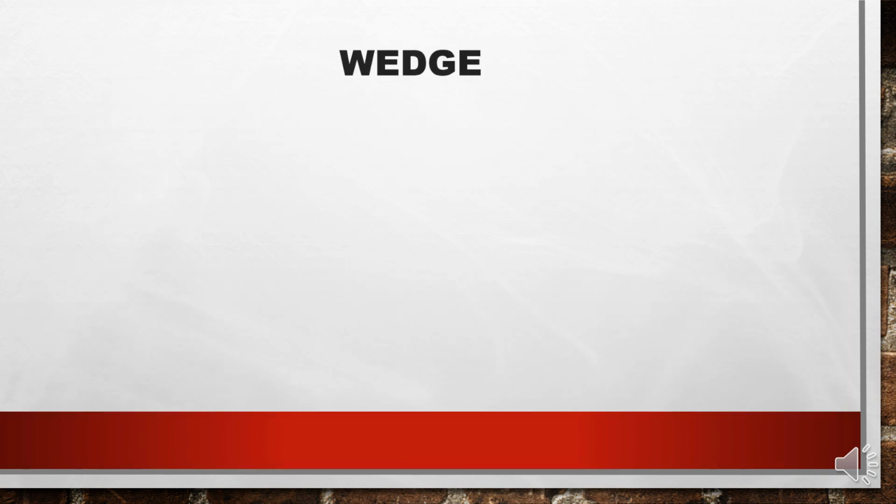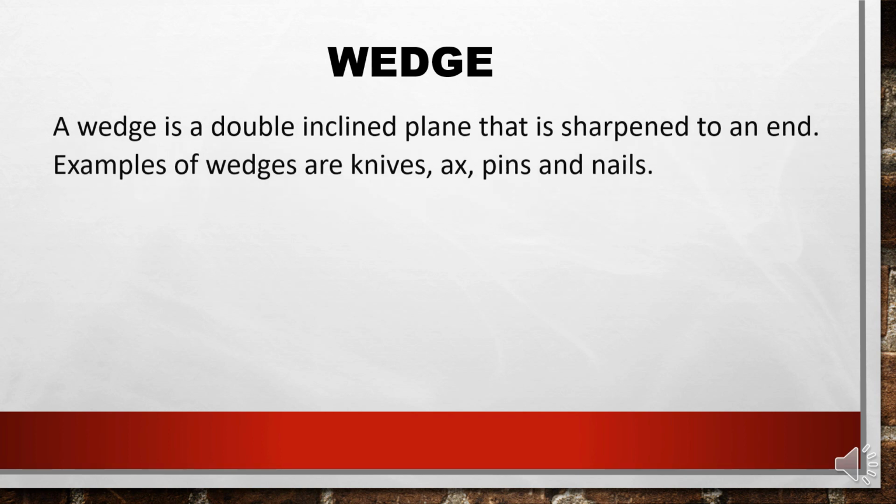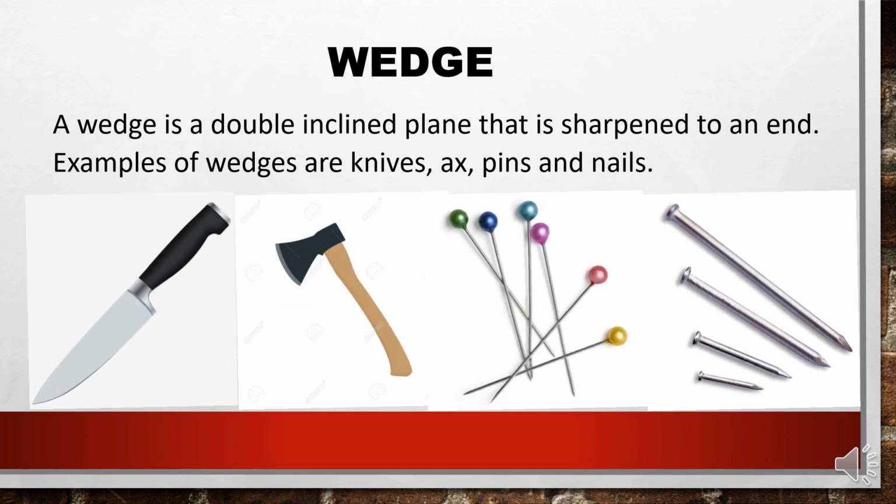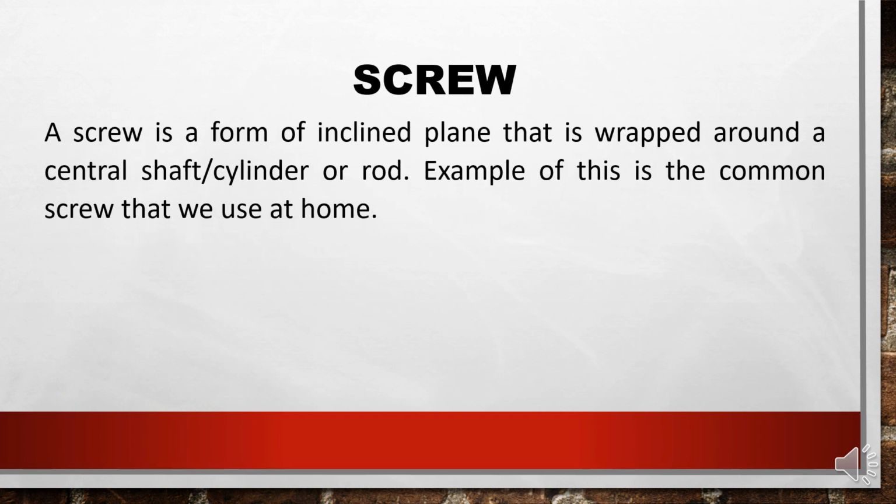Another kind of simple machine is wedge. A wedge is a doubled inclined plane that is sharpened to an end. Examples of wedges are knives, axe, pins, and nails. Next, we have a screw. A screw is a form of inclined plane that is wrapped around a central shaft or cylinder or rod. Example of this is the common screw that we use at home.